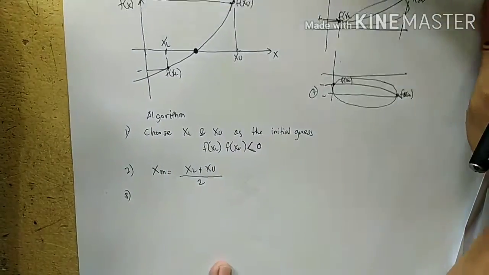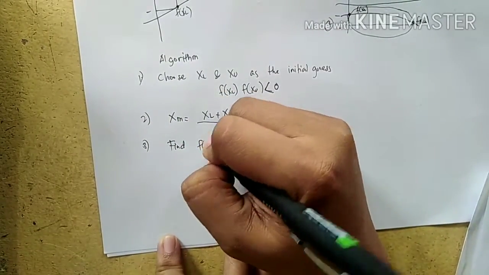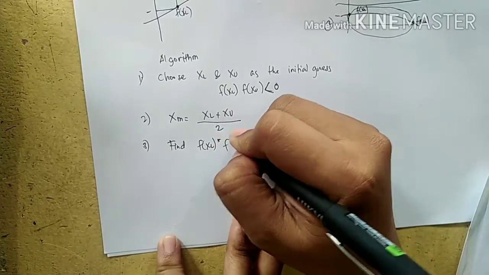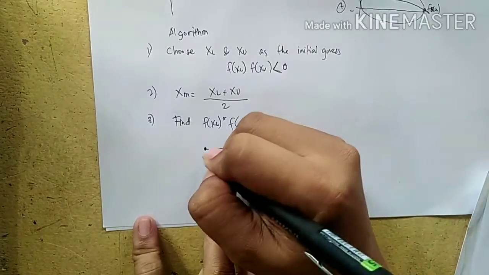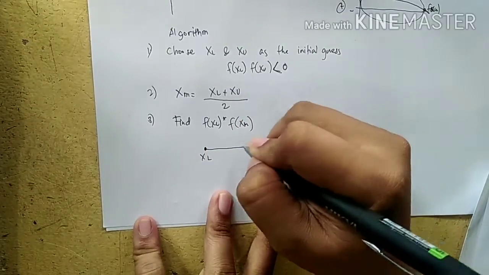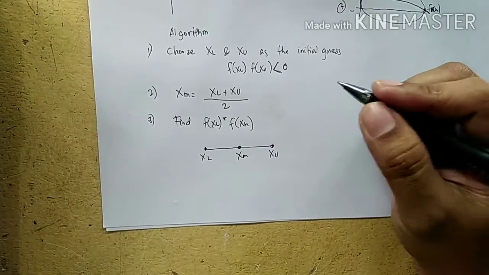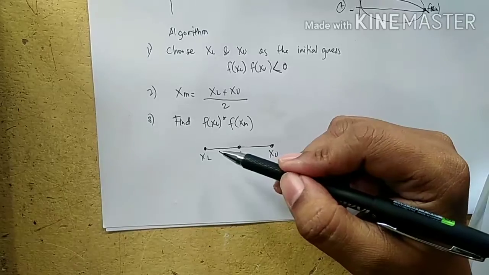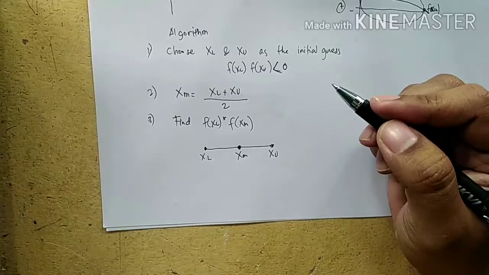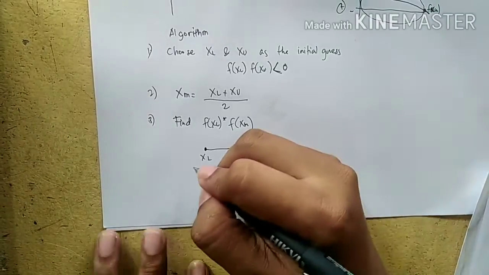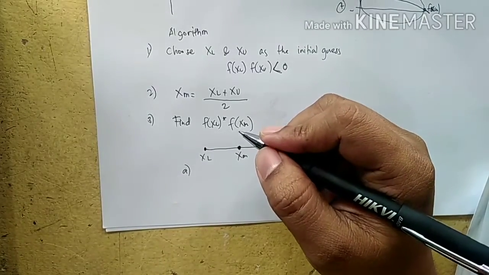Number 3, find f of x sub l times f of x sub m. So x sub l, x sub u. The x sub m should be in between, or bracketed by, x sub l and x sub u. So there are 3 scenarios in finding the product of f of x sub l and f of x sub m.